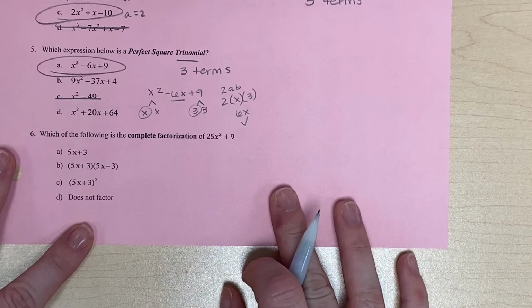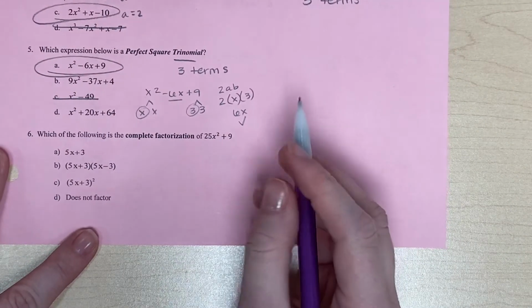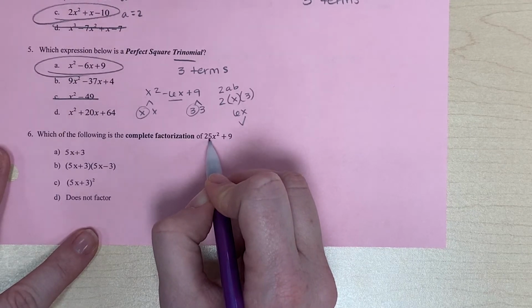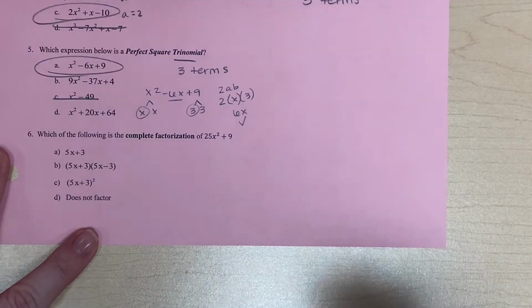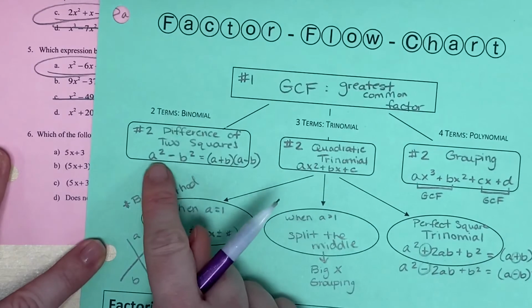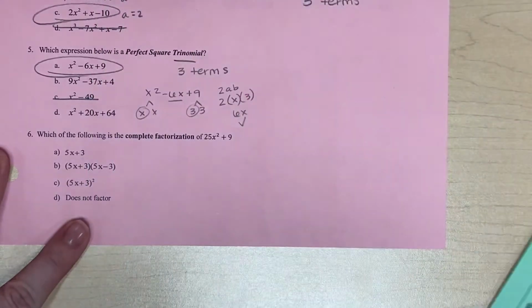Then for 6, it says, which of the following is the complete factorization of 25x squared plus 9? All right, so first thing I always do when I factor is look for a GCF. There is no number that goes into both 25 and 9 besides 1, so there's no GCF to factor out. I see that it has 2 terms. The only possibility for 2 terms, a binomial, is a difference of 2 perfect squares. So a perfect square minus another perfect square.